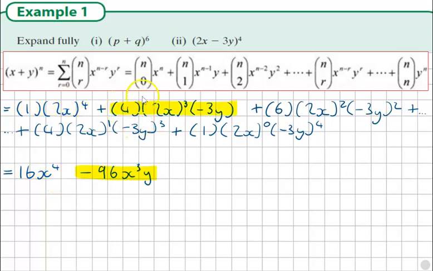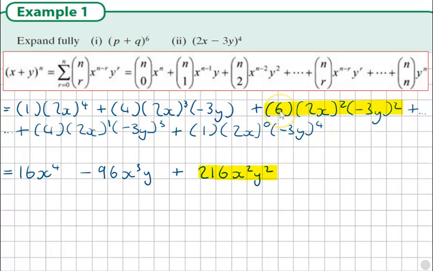Then we have 4 times (2x) to the power of 3 multiplied by minus 3y. So the (2x) to the power of 3 is going to be 2 by 2 by 2, which is 8. So 4 by 8 times minus 3 is minus 96. And then we get x cubed and we stick on the y.